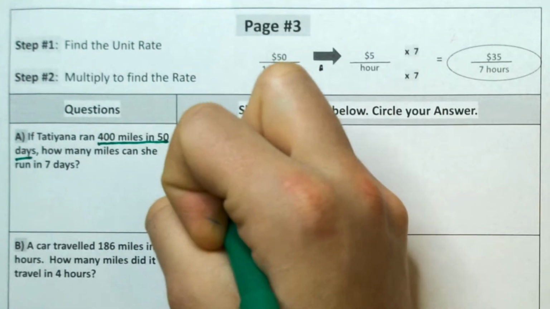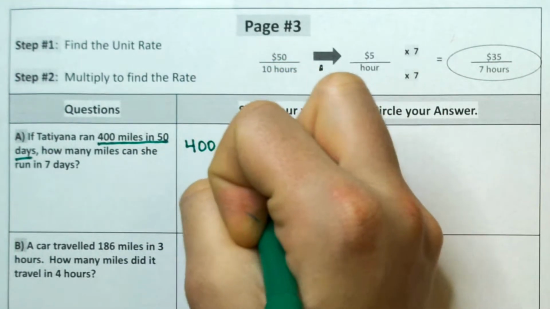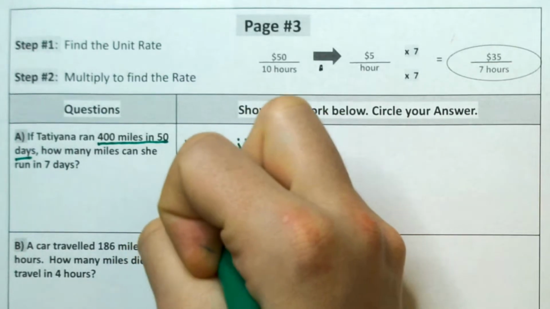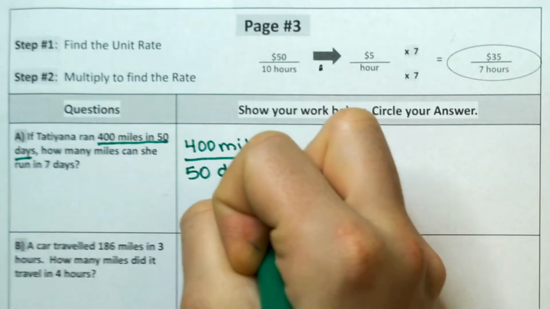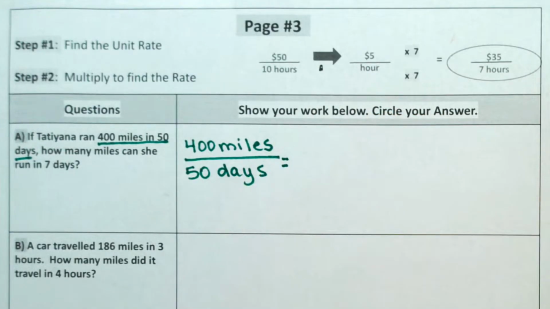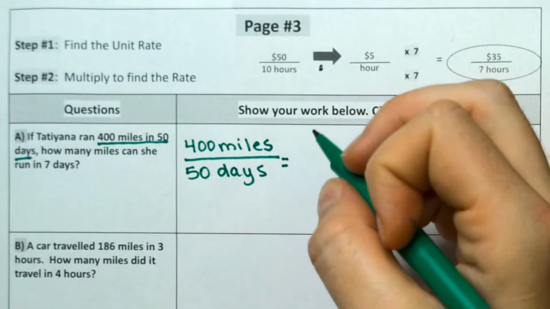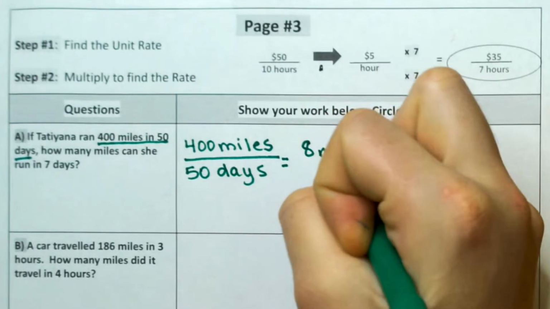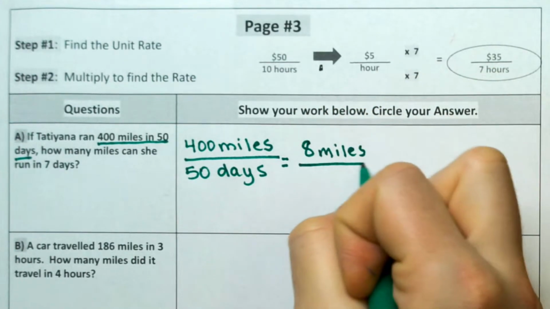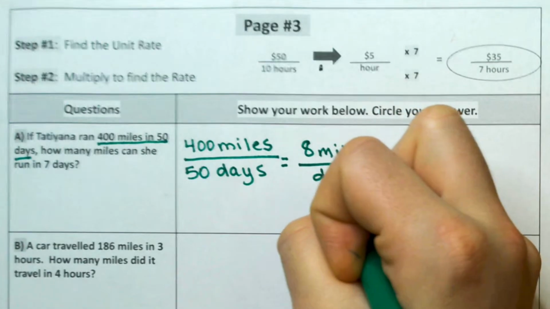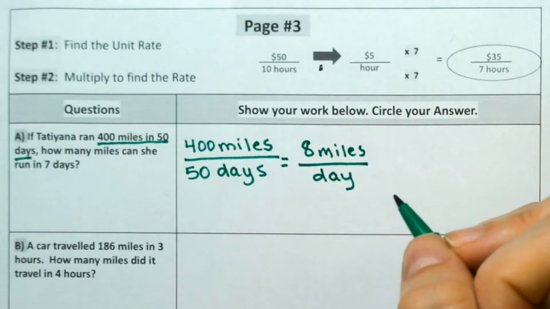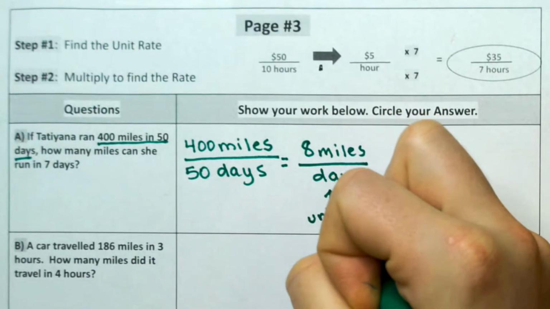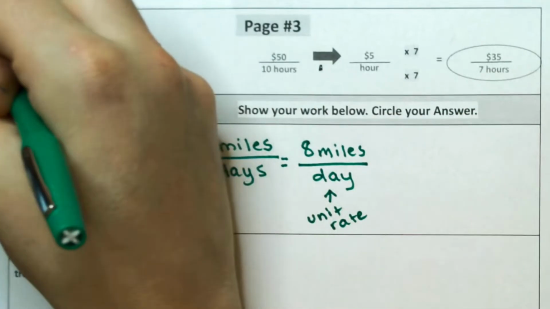So I'm going to do 400 miles, make sure you're writing with me, divided by 50 days equals 400 divided by 50 is 8. So that gives us 8 miles per day. That is our unit rate, which is step number 1.